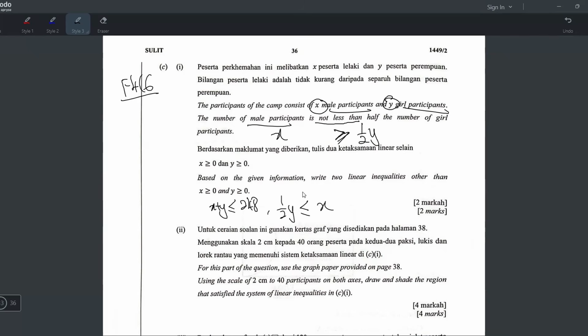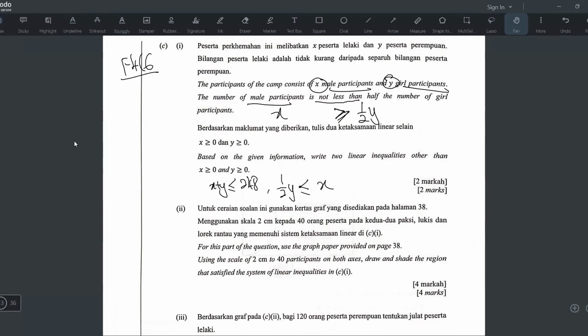Pointing to 1 over 2y. So when you flip this, the arrow has to still point to 1 over 2y also. Let me tell you why it is better to write like that. Because later, after you shade the region, you have to look at bigger or smaller. If bigger, shade above; if smaller, shade below, right?